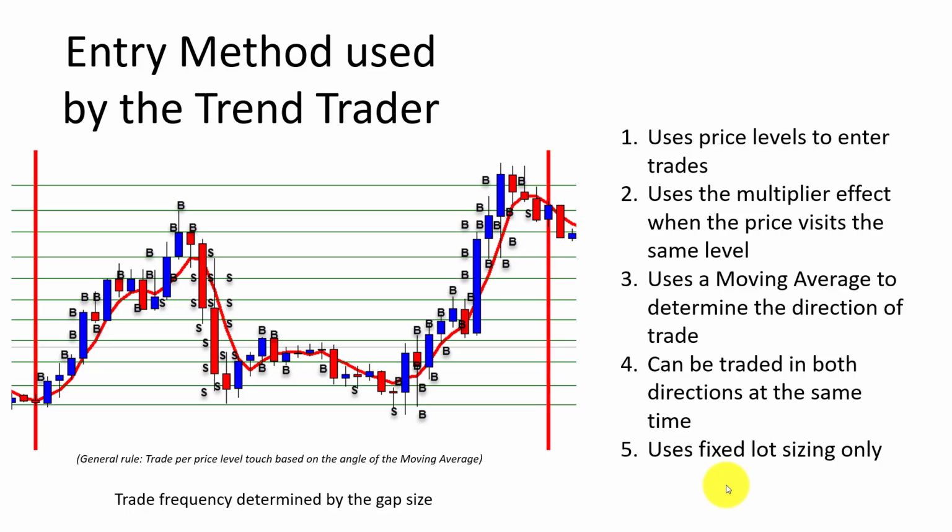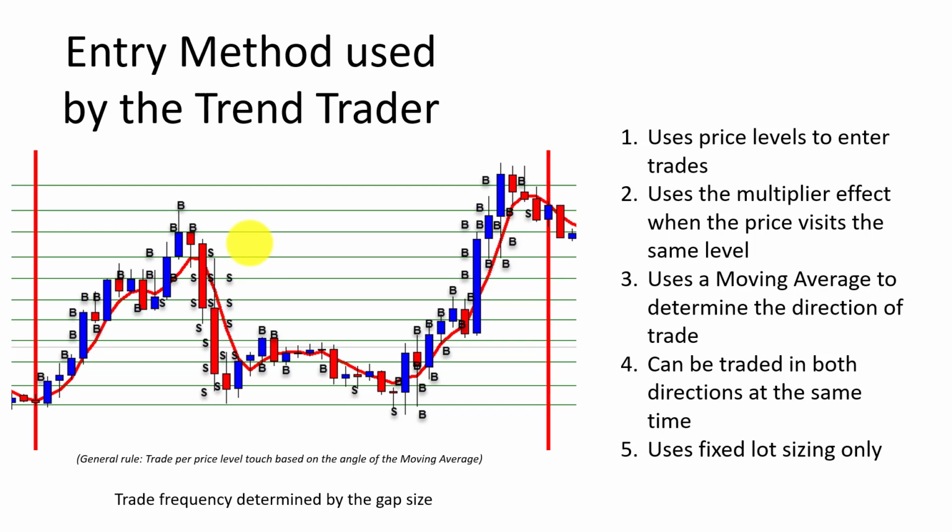Okay, so now we're looking at the Trend Trader first, and I'm just going to go through this. It uses price levels to enter trades. So in other words, you see those green lines, those are price levels. They're supposed to have the same gap between each line, and the EA will only transact when the price touches one of those levels, and will only enter when the price touches one of those levels.